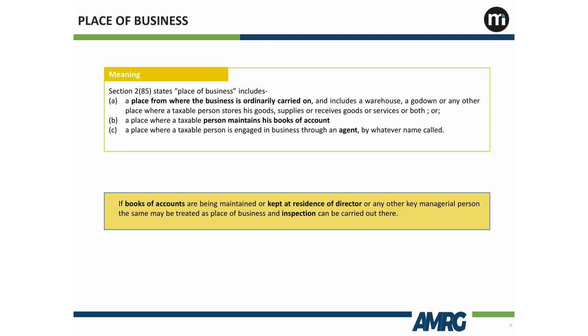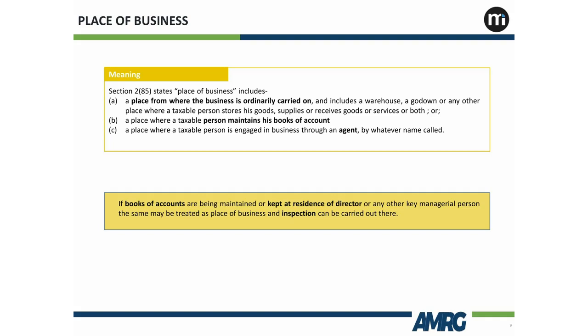Now, what does a business premises or a place of business constitute? Section 2, subsection 85 states that a place of business includes a place from where the business is ordinarily carried out. It will include warehouses, it will include godowns, or any other place where you are storing your goods or receiving your goods or services. So in case the director's house is the place where all the goods have been received or stored, then yes, the inspection can be carried out at that premises also.